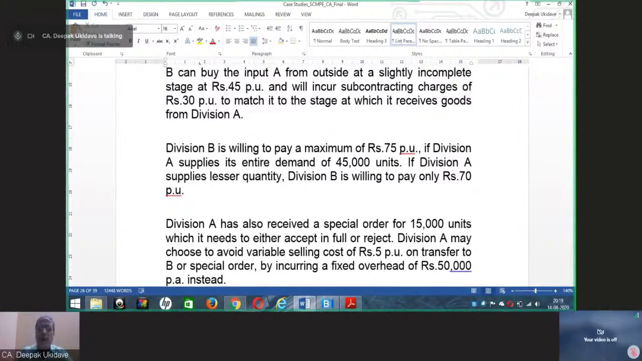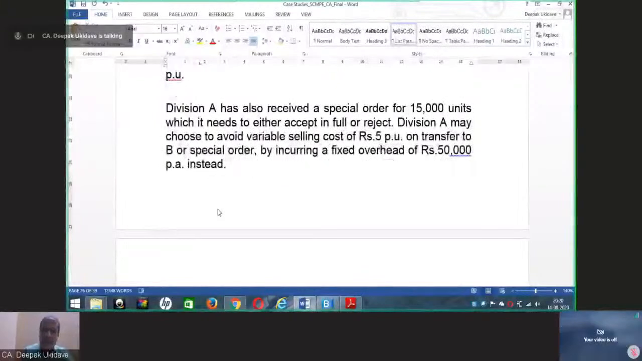Division A may choose to avoid variable selling cost of rupees 5 per unit on transfer to B, or even special order. That we have seen, the difference of 10 rupees and 5 rupees, that variable selling cost is mainly for external party, and for internal transfer as well as special order, by incurring fixed overhead of rupees 50,000 per annum instead. So all these are ifs and buts. These are called constraints or restrictions under which every organization, every division has to operate. And that is why we say it is managing within constraints, managing under constraints. Three restrictions are there. You have seen these three restrictions.